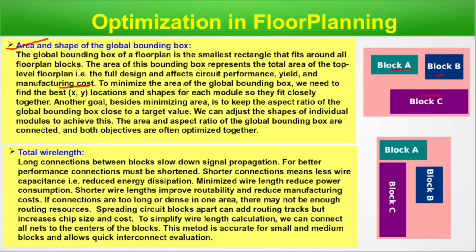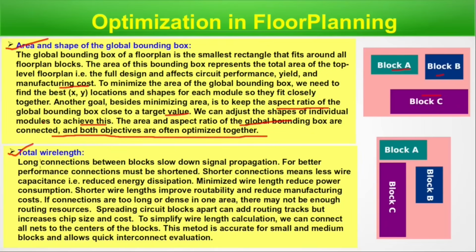To minimize the area of the global bounding box, we need to find the best location and shapes for each module so they fit closely together. Another goal besides minimizing area is to keep the aspect ratio of the global bounding box close to a target value. We can adjust the shapes of individual modules to achieve these. The area and aspect ratio of the global bounding box are connected and both objectives are often optimized together. So we need to keep the modules close enough so that the area of the bounding box is optimized.